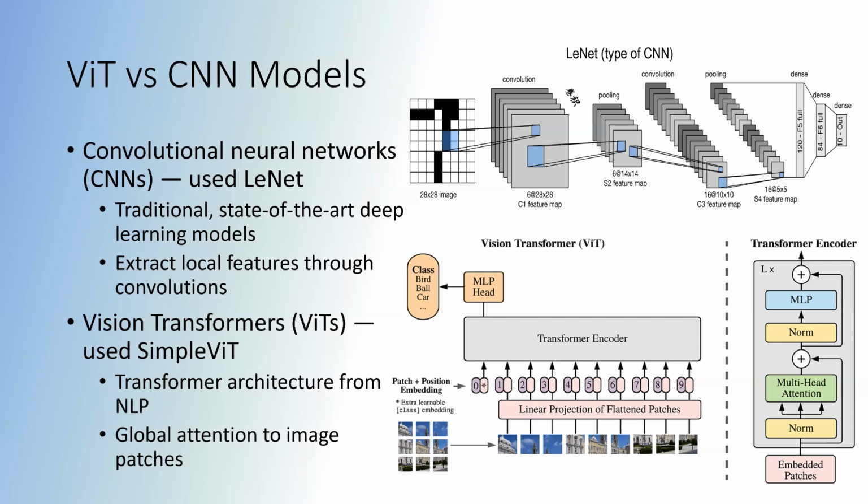On the other hand, vision transformers use a transformer architecture, which is usually used in natural language processing. In the case of vision transformers, an image is cut into many patches. The advantage of the ViT lies in its ability to attend globally to the image patches, which can be thought of as words in the context of a sentence. For this project, I used a basic ViT called Simple ViT. On the right, you can see the vision transformer architecture.